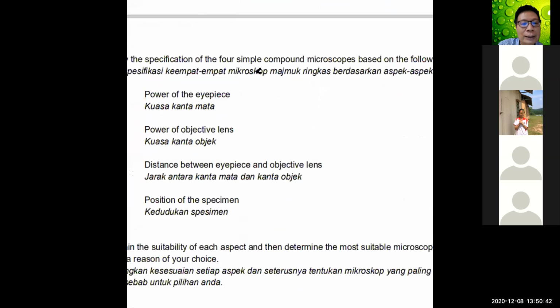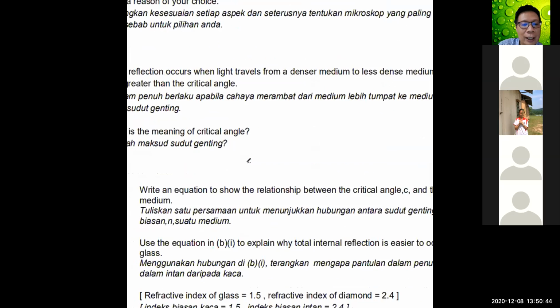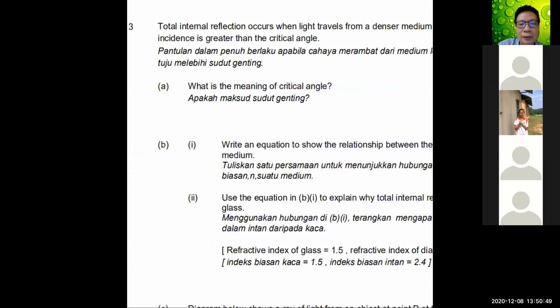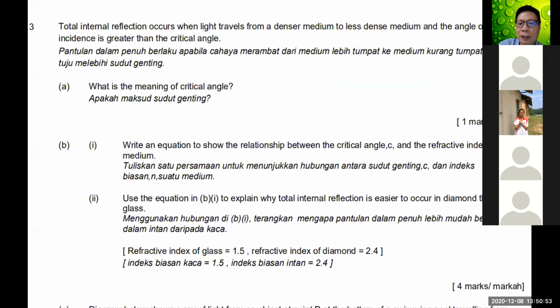Next one, this one all done already. Next question, question number 3. You see, a lot of questions come out from this chapter. This means he showed that this chapter is very important.